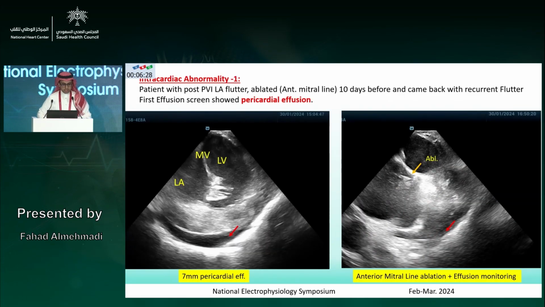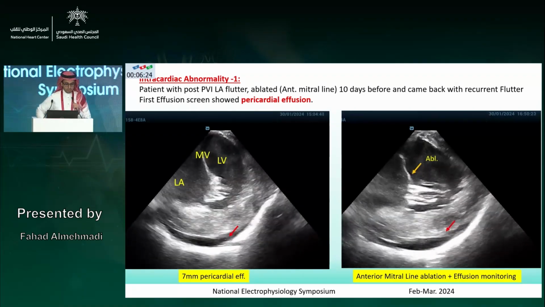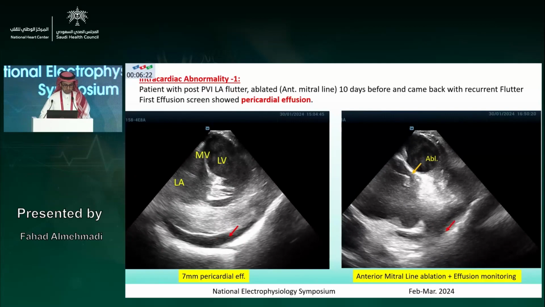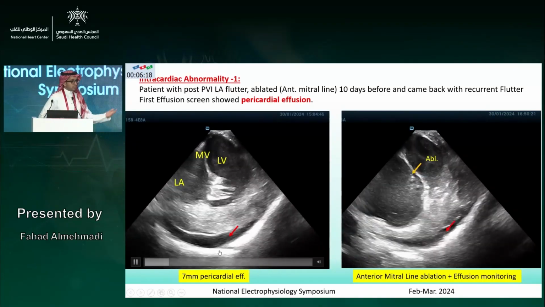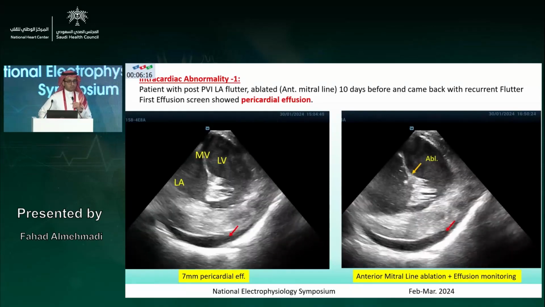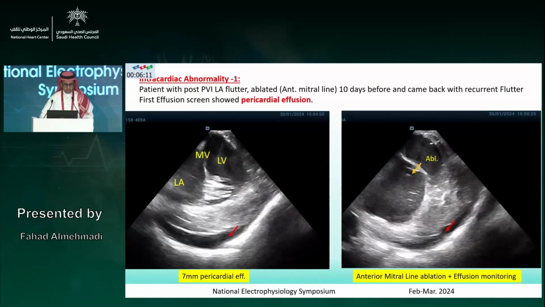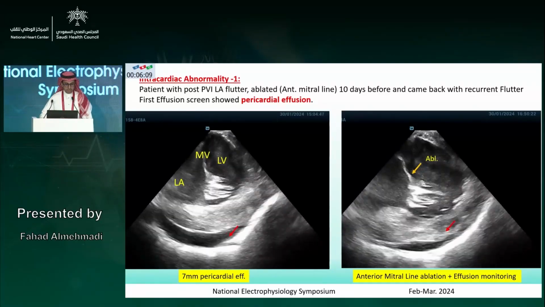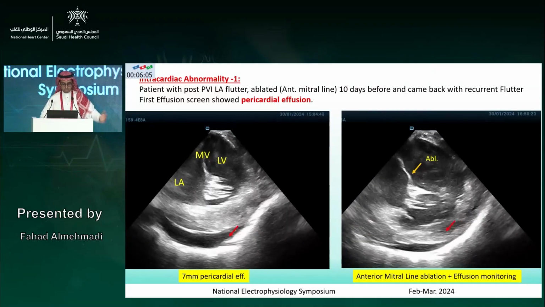So this is another case where a patient came for a redo left atrial flutter. At the beginning of the case, the patient had about a 7 millimeter effusion, and I haven't ablated yet. The patient had an ablation a week ago. So I had to keep an eye on this effusion as I'm ablating. And so I have this stored so I can monitor and detect this abnormality throughout the case.